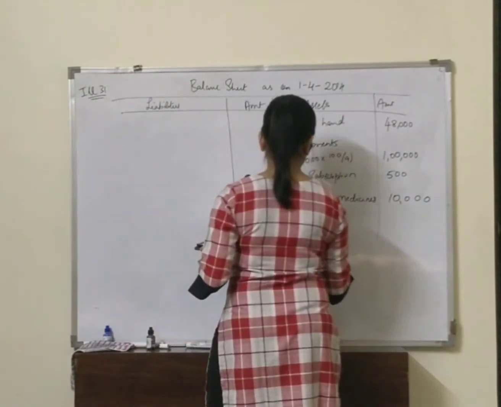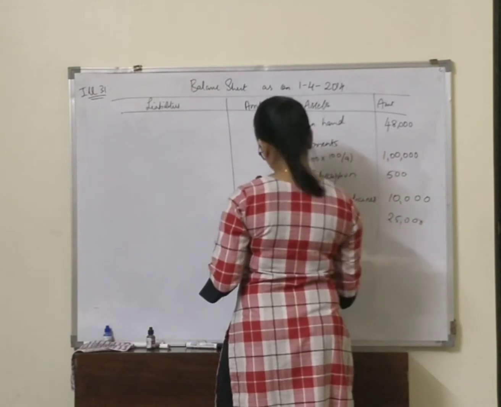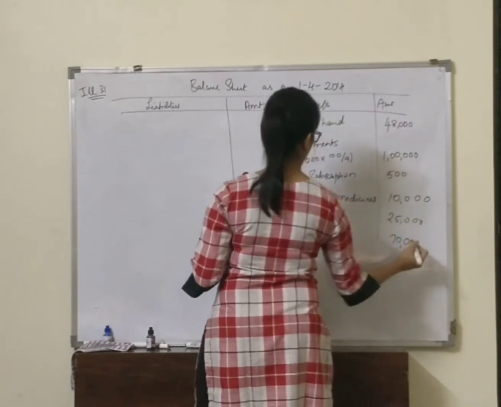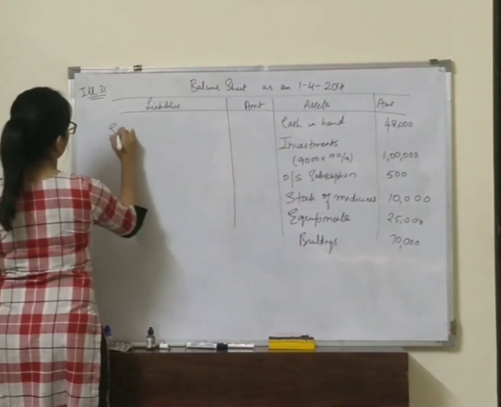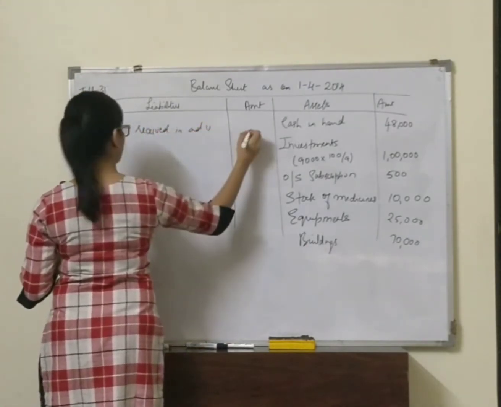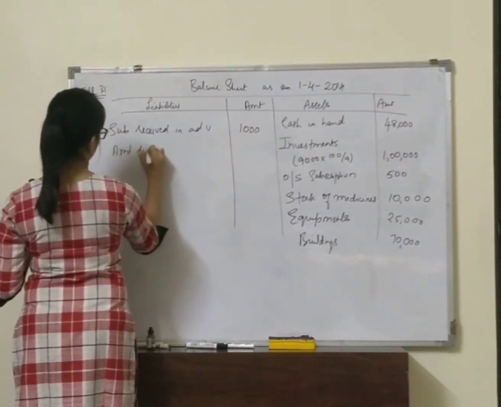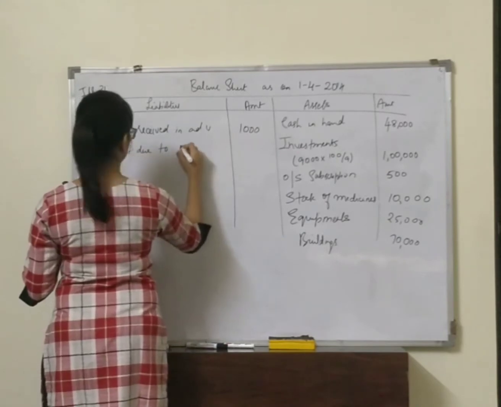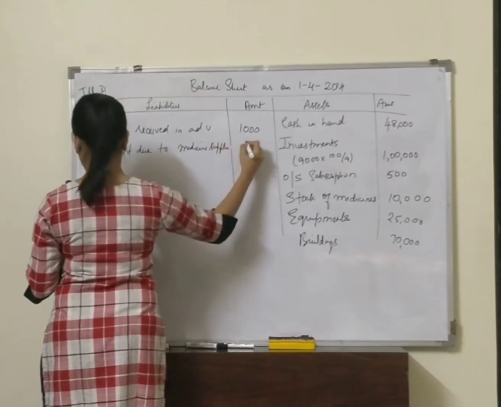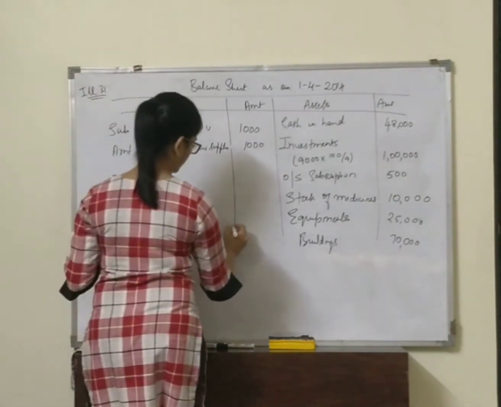Then we have equipments 25,000. Buildings 70,000. Liability side, what do we have? Subscription received in advance 1,000. Amount due to medicine suppliers 1,000. Anything else? No. So we will total our asset side.